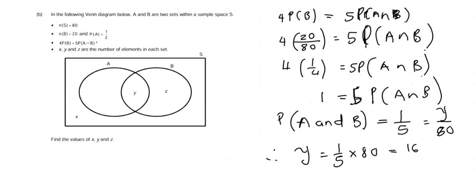Then we understand that B's sample space is 20. That means Y plus Z should give us 20. So 16 plus Z should give us 20, and therefore we can calculate that Z is equal to 4.